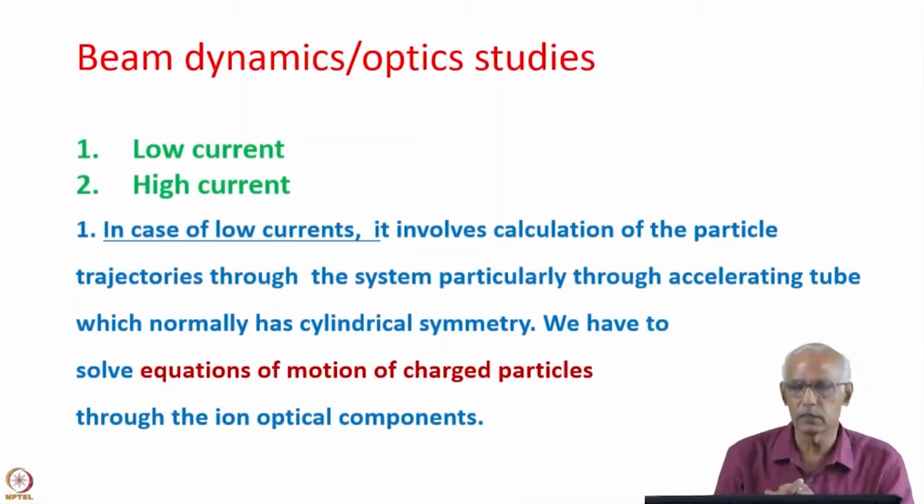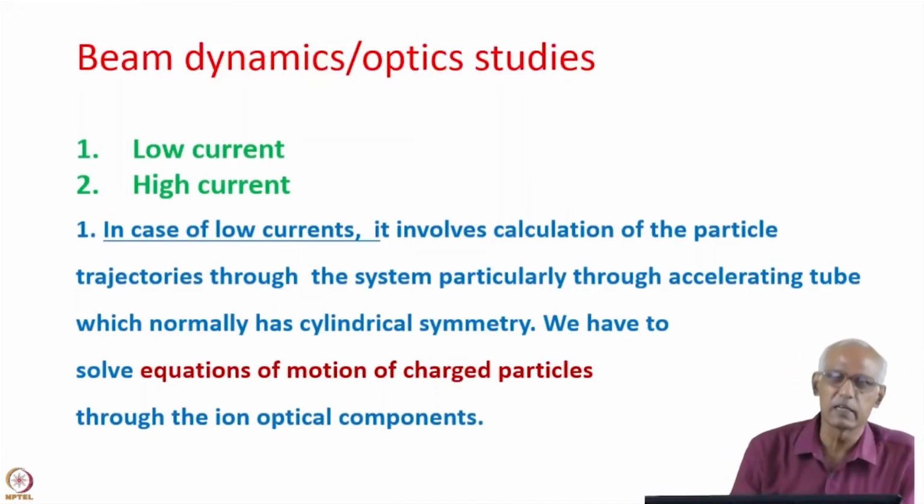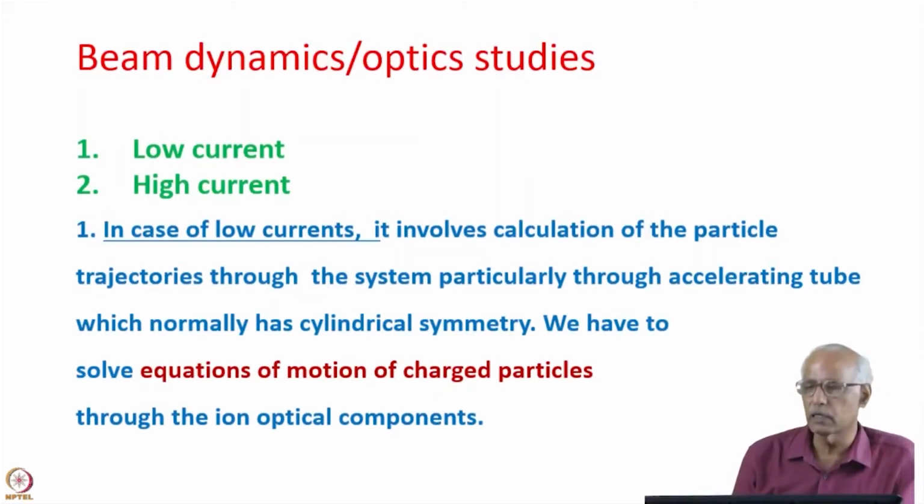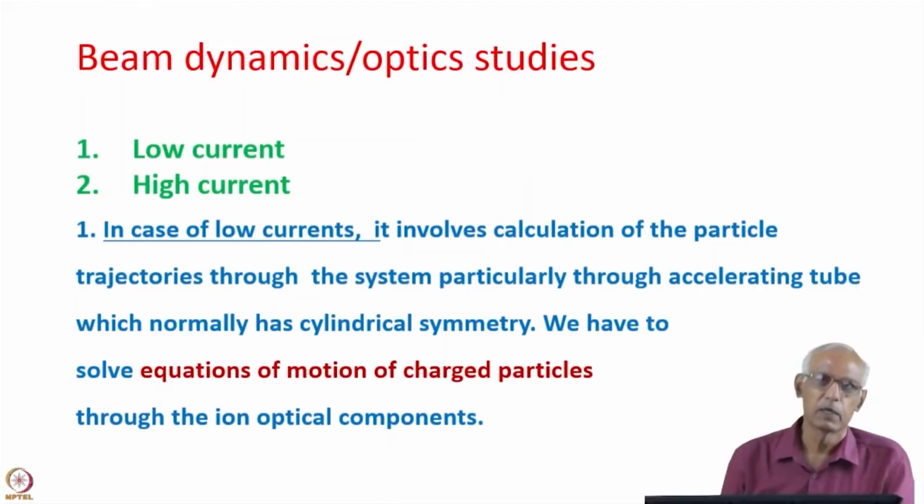So in the case of low currents, you have to do the particle trajectory calculations, particularly through a system like the accelerating tube. In the case of DC accelerators, the accelerating tube is the most important part. Accelerating tubes have cylindrical symmetry, which makes our life simple and the calculations simple, but you have to minimize the aberration by properly designing the accelerating tube shape as well as the voltage distribution. You will see in the following slides that not only the electrode shapes but also the voltage distribution you put across the accelerating tube matters a lot in focusing the beam.